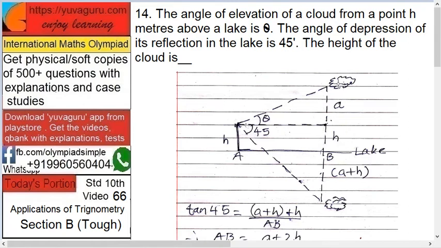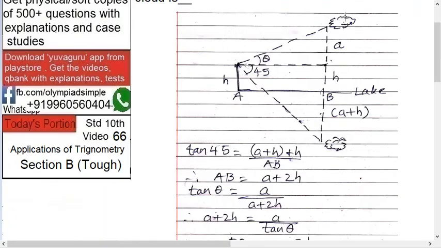Means I am standing here only and I am looking at the reflection of this cloud in the water, and then this angle is 45 degrees. Now the height of the cloud, means I have to find this height a, and not only that, I have to find this h also. h plus a is the required answer for me.